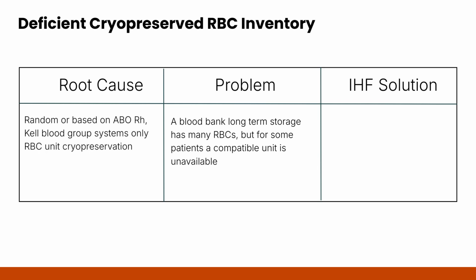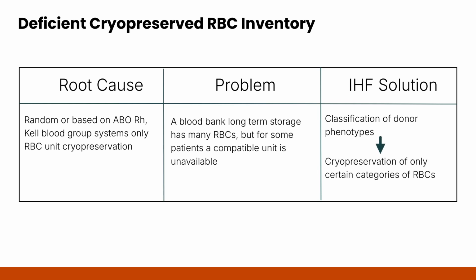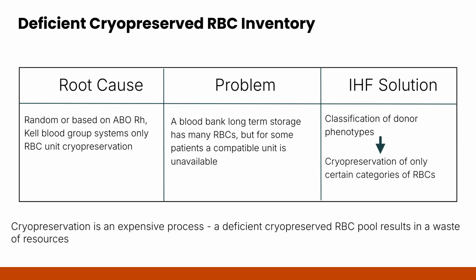The root cause of this problem is the random, or based only on ABO, RH, and KEL blood group systems, cryopreservation. How does the IHF solution solve for this? By classifying donor phenotypes, only certain categories of RBCs are cryopreserved. What's more, cryopreservation is an expensive process. A deficient cryopreserved RBC pool results in a waste of resources.